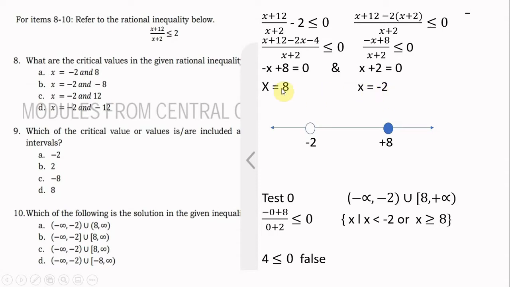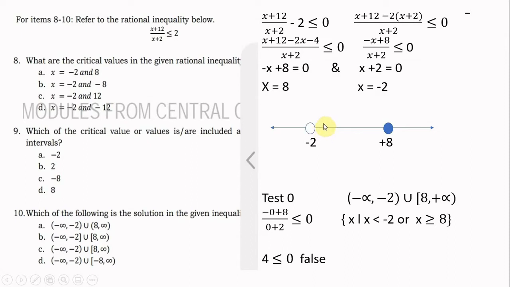How to graph this one? What is the graph of 8? Since we are having less than or equal to, for positive 8, the graph is solid. But since we equate the denominator to 0 and this made the rational expression undefined, so x equals negative 2 because negative 2 plus 2 is 0. This makes the left side of the rational inequality undefined, so therefore the graph of negative 2 is a hole, meaning negative 2 is not included in the value of x.